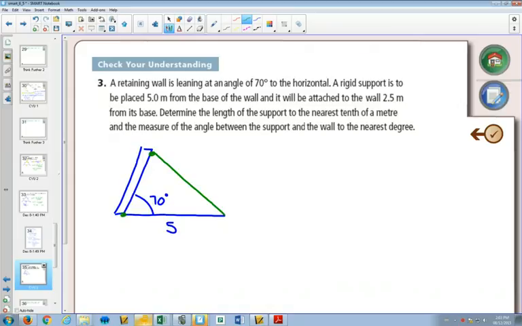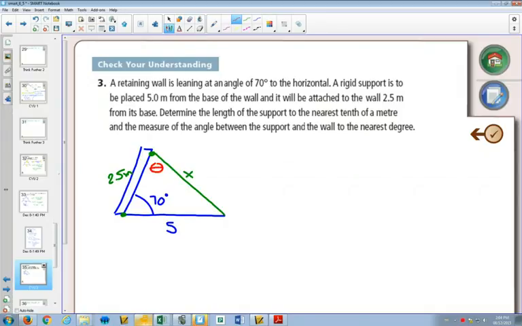2.5 meters here is the base. So this length is 2.5 meters. We've just drawn a triangle. Determine the length of the support. I'll call that x. And we also need to determine the angle between the wall and the support. I'll call that theta.